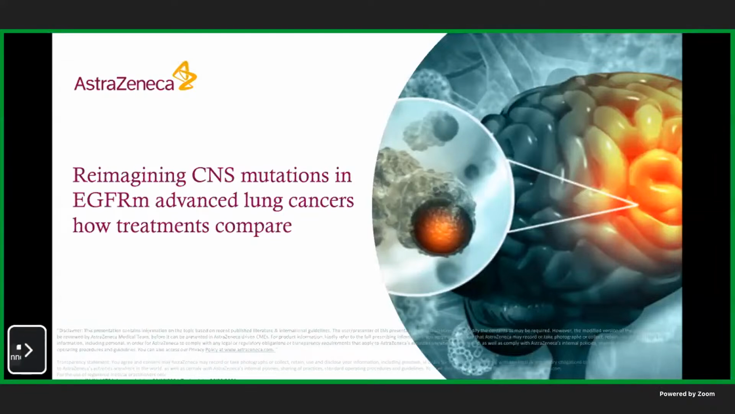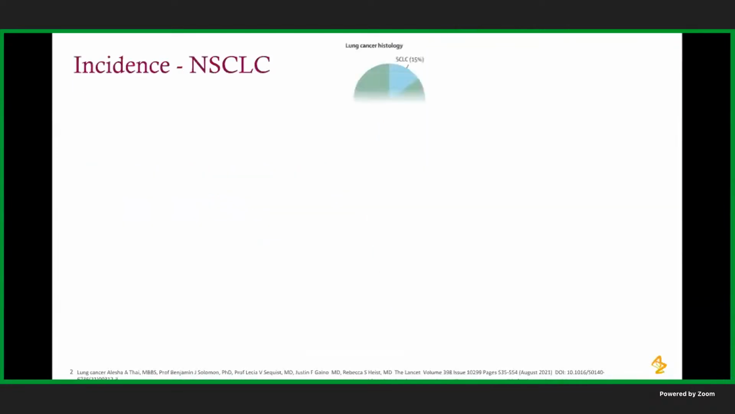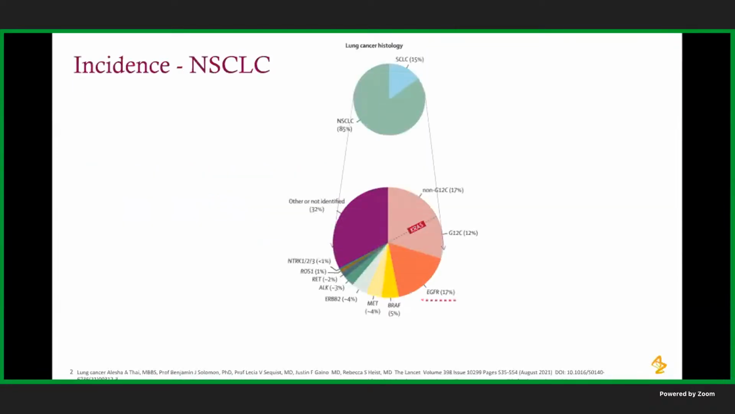Yes, perfect. Thank you. So, I'll be discussing the CNS metastasis in EGFR advanced lung cancers and how we treat them and what the treatment comparison is. So we know the incidence of lung cancer across the world, and we also know that amongst the non-small cell lung cancers, we have various mutations, and EGFR is one of the largest mutation sets. As per the Western data, it is around 17% as shown on the screen, but Indian data differs from 20 to 50% across the demographic profile.